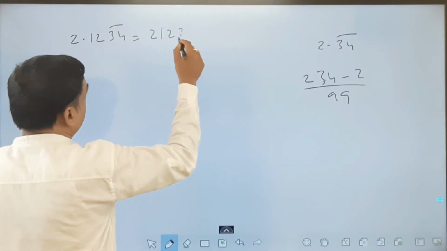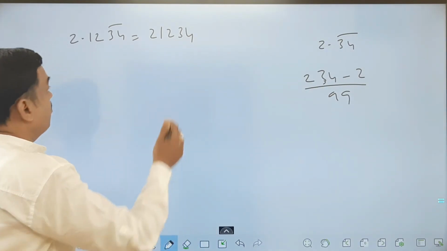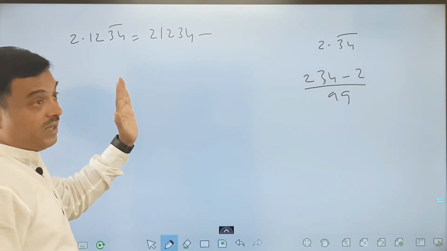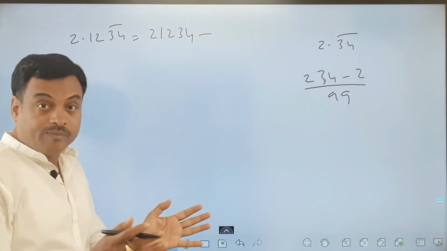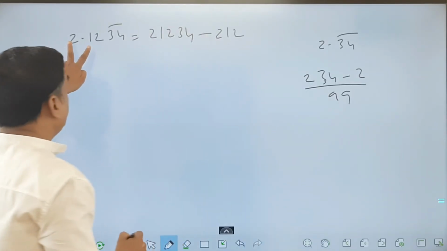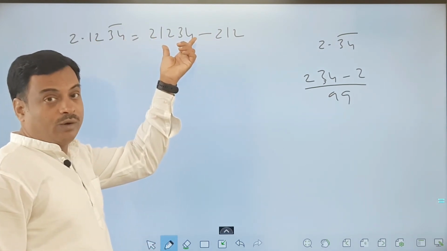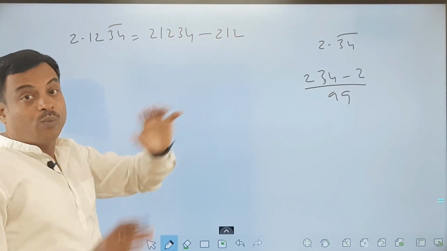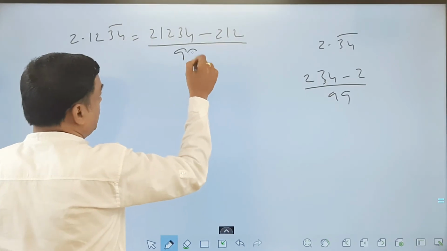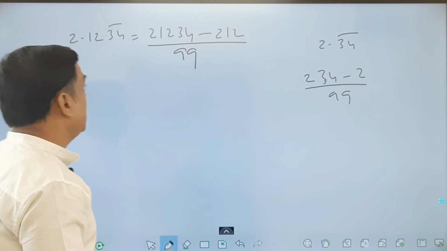Write the complete number without bar, without decimal, same as what we did in the previous examples, minus, if you remember my words, the part of the number without bar, maybe before decimal or after decimal, like in this case 212. 212 has no bar. So I should write the entire number without decimal, without bar, minus whatever we have without bar, upon periodicity, which is 2. So I should write 2 nines, the same as we did with pure recurring decimals.